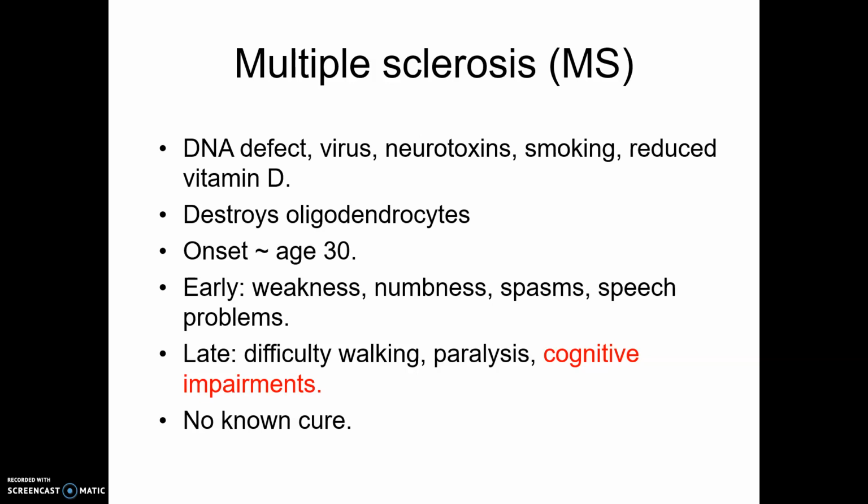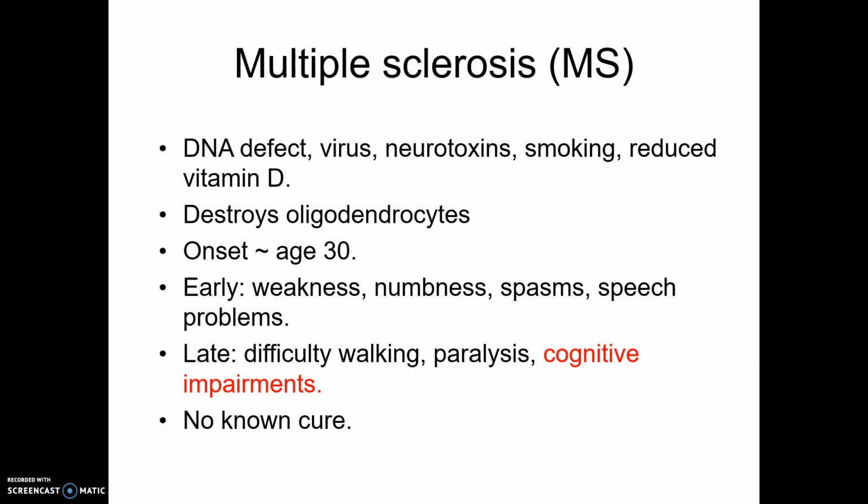It typically tends to be more prevalent in northern climates where there's less light, which is a major source of vitamin D. So make sure you take a multivitamin. If you're going to go outside and use the sun, make sure you have a little bit of sunscreen. It can be caused by viruses as well, including untreated herpes or untreated chlamydia. It can be due to a DNA defect or exposure to neurotoxins, or can develop as a result of smoking. By and large, this happens because oligodendrocytes are destroyed, which means that myelin production cannot continue.